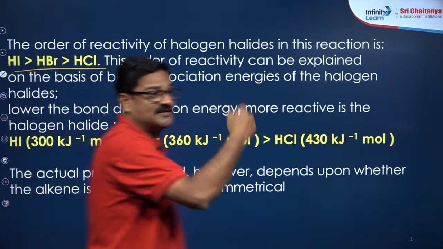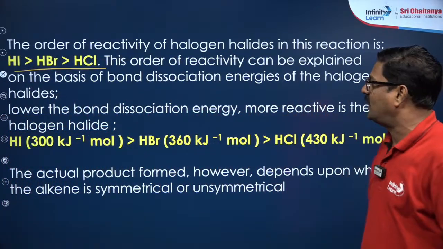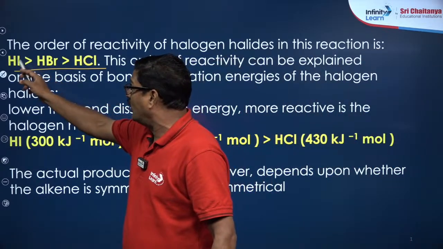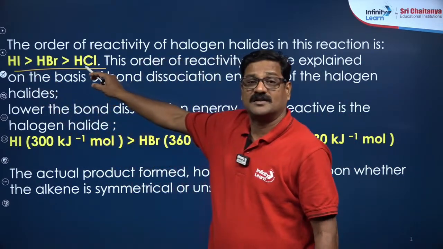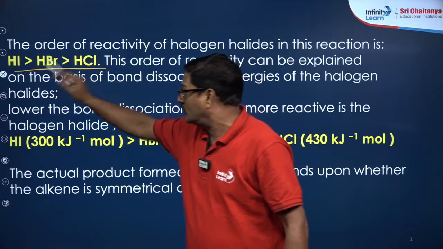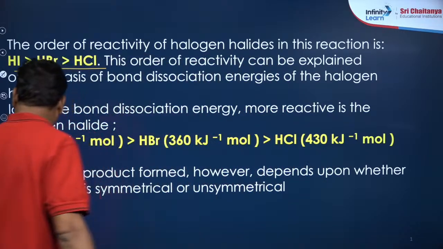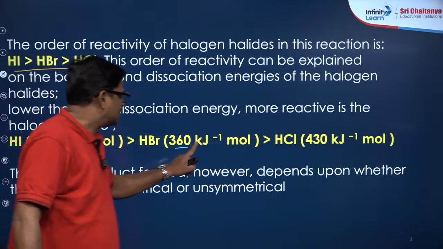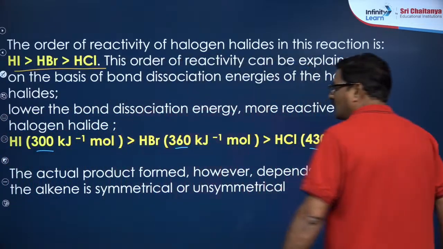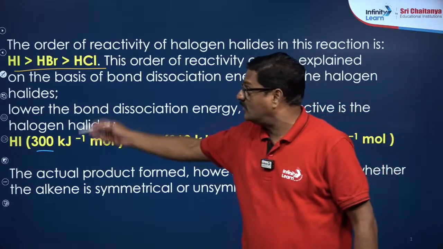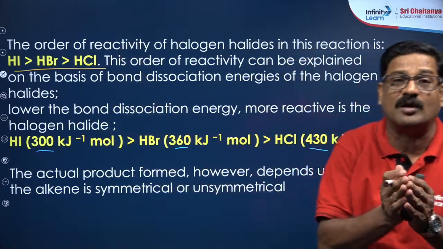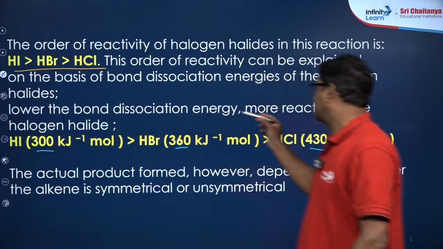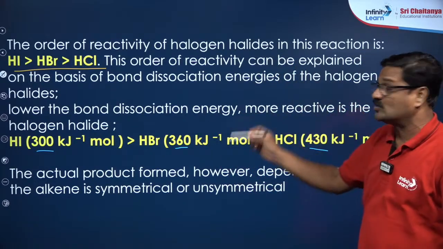HI is more reactive than HBr, which is more reactive than HCl, because its bond energy is very low, while the others' bond energy is higher. Therefore HI is 300 kilojoules, HBr 360, HCl 430. The bond with lower energy is more reactive because it is easier to break. So the lower the bond dissociation energy, the more reactive is the hydrogen halide.